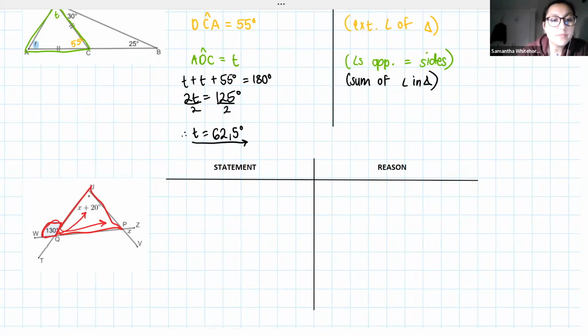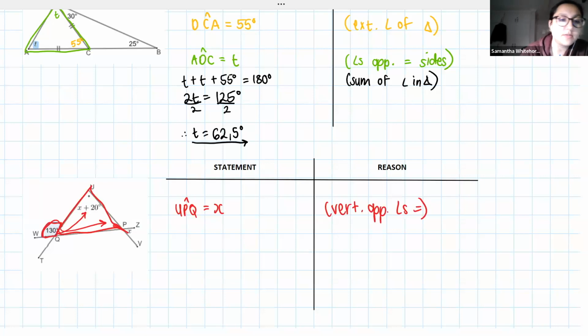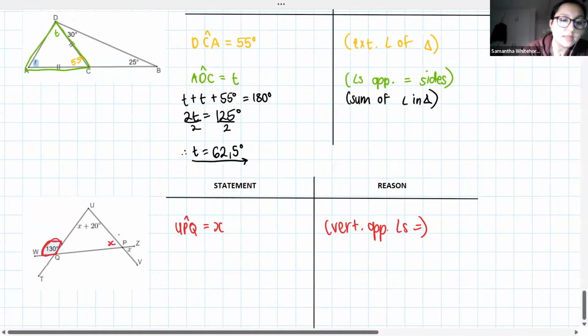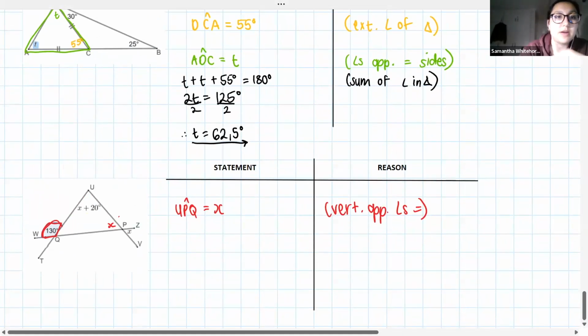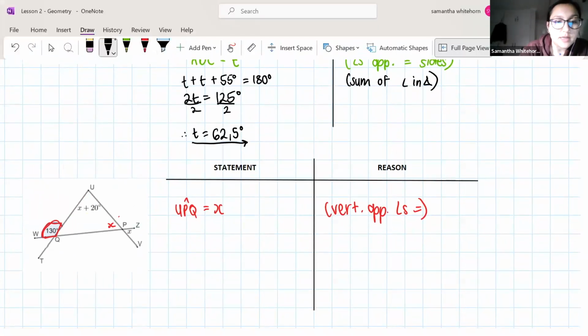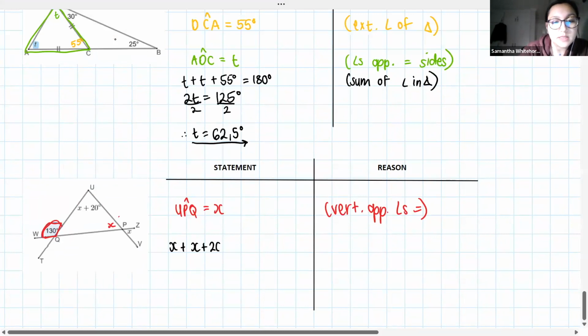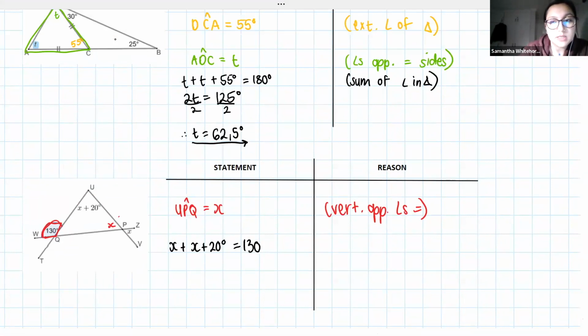I've got a minute. What I see is that these are vertically opposite. So the angle UPQ is equal to X because of vertically opposite angles. Okay, so if I just take my scribbles off, I now know that this angle in here is equal to X. And then I can set up my equation to solve. So I know that X plus 20 must be equal to 130 because of exterior angle of the triangle. And I can solve for X.